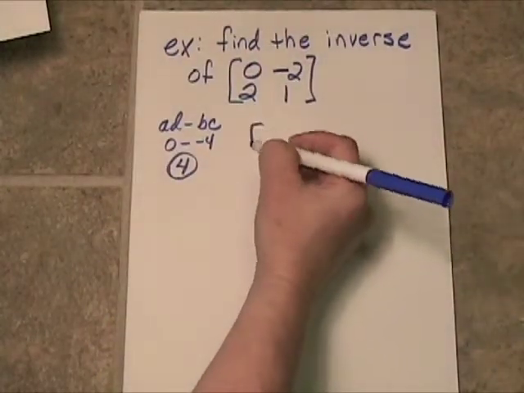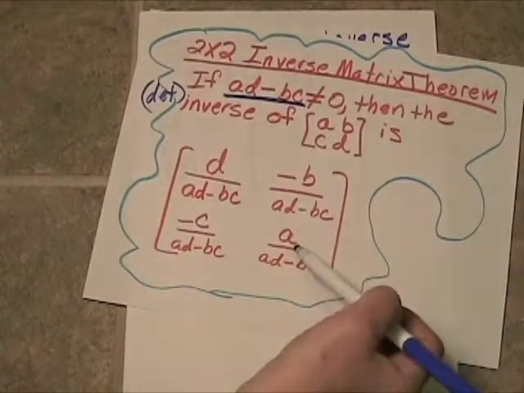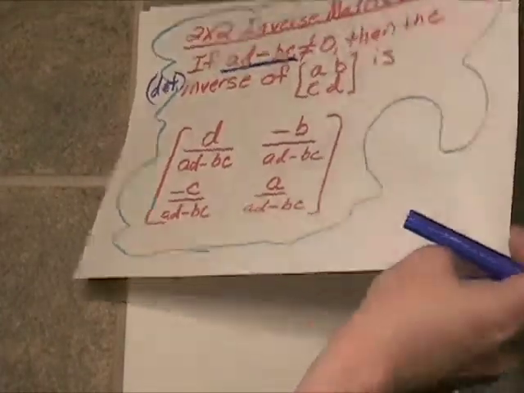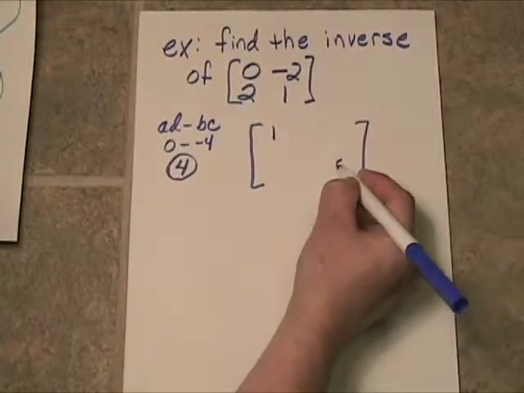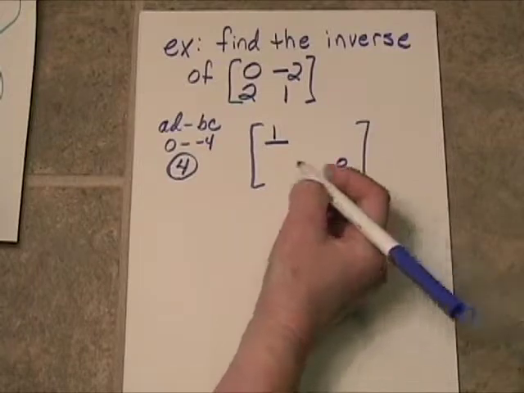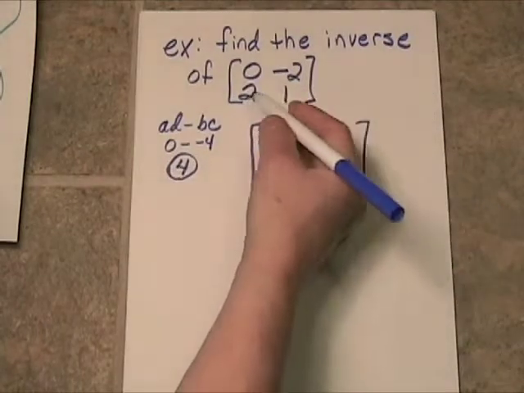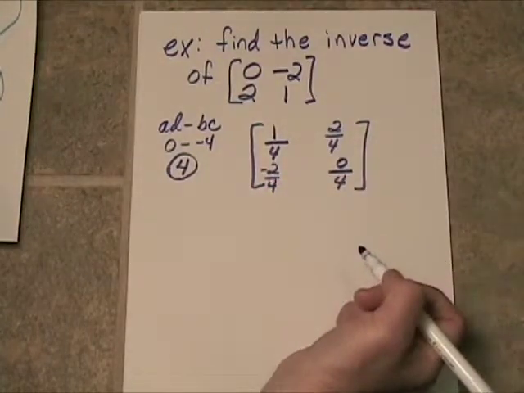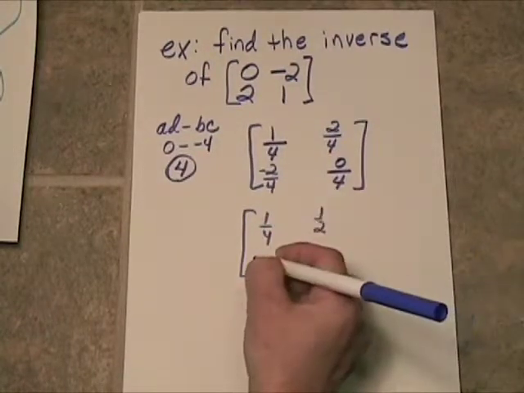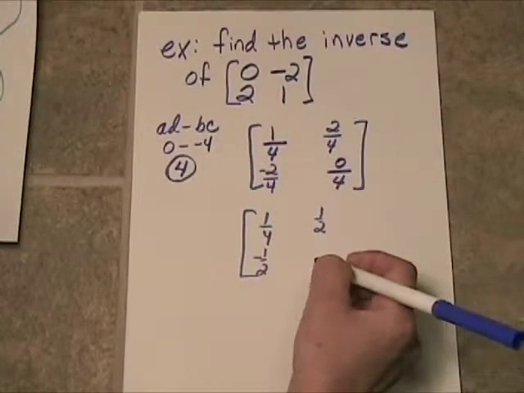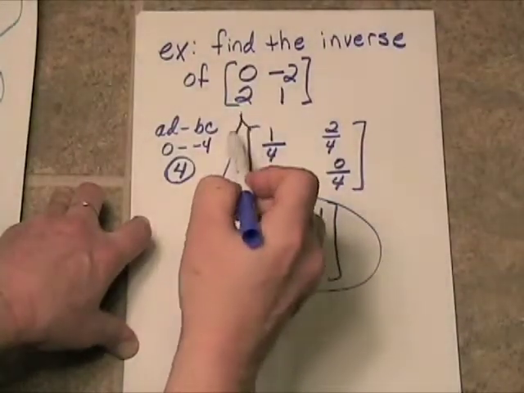All right, now all we have to do is apply that formula from the theorem. We have to switch the A and the D and then make the B and the C opposite and stick everything all over our determinant, which was 4. Okay, all right, so we're gonna switch the A and the D, so the 1 will go here and the 0 will go here, and both of those will be over 4. And then we're going to make this 2 positive 2, and we'll make this 2 negative 2, and then we might as well reduce these fractions. Okay, so this would be 1/4, and this would be 1/2, and this would be negative 1/2, and this would be 0. Okay, so I think that that is the inverse of that.